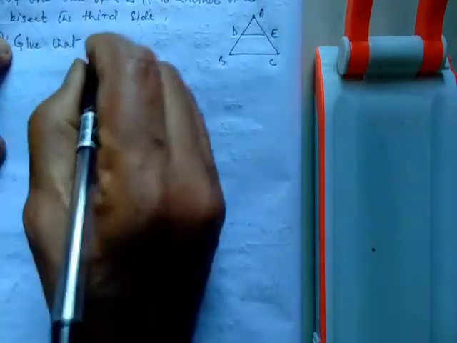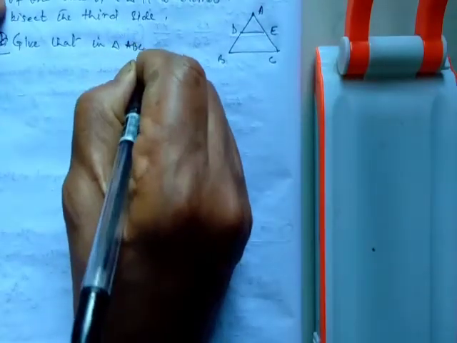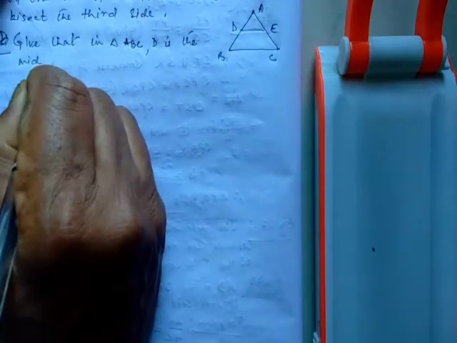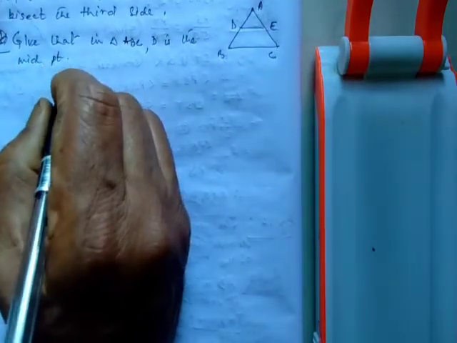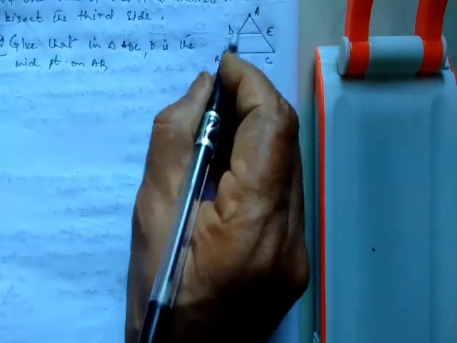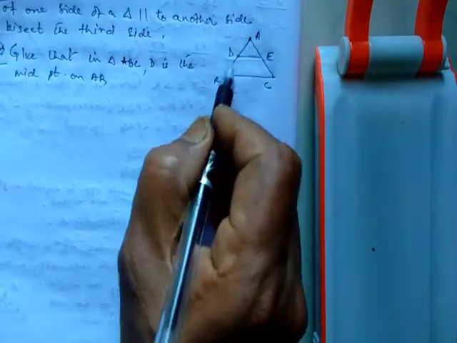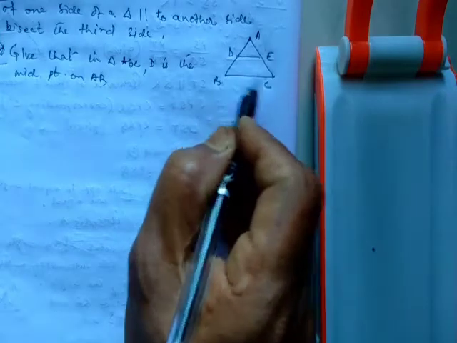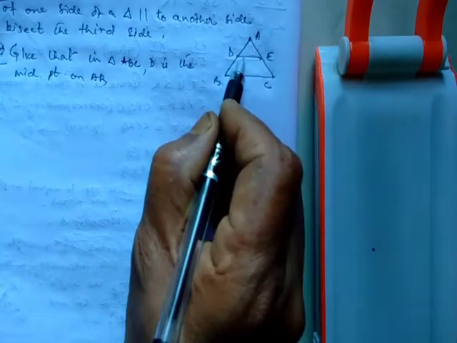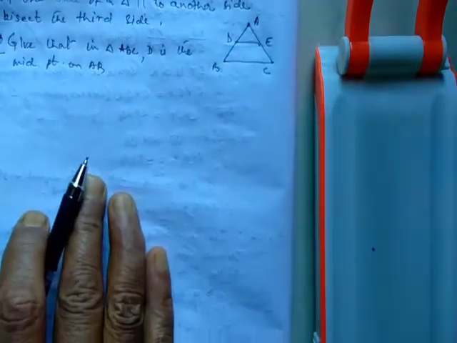Given that in triangle ABC, D is the midpoint on AB. See, D is the midpoint on AB because a line drawn from the midpoint of one side. This is the midpoint and this is one side. Parallel to this side. This line is parallel to this side. Bisect the other side. This is the other side. Which is, this line is bisecting the other side AC. That is what you have to prove.